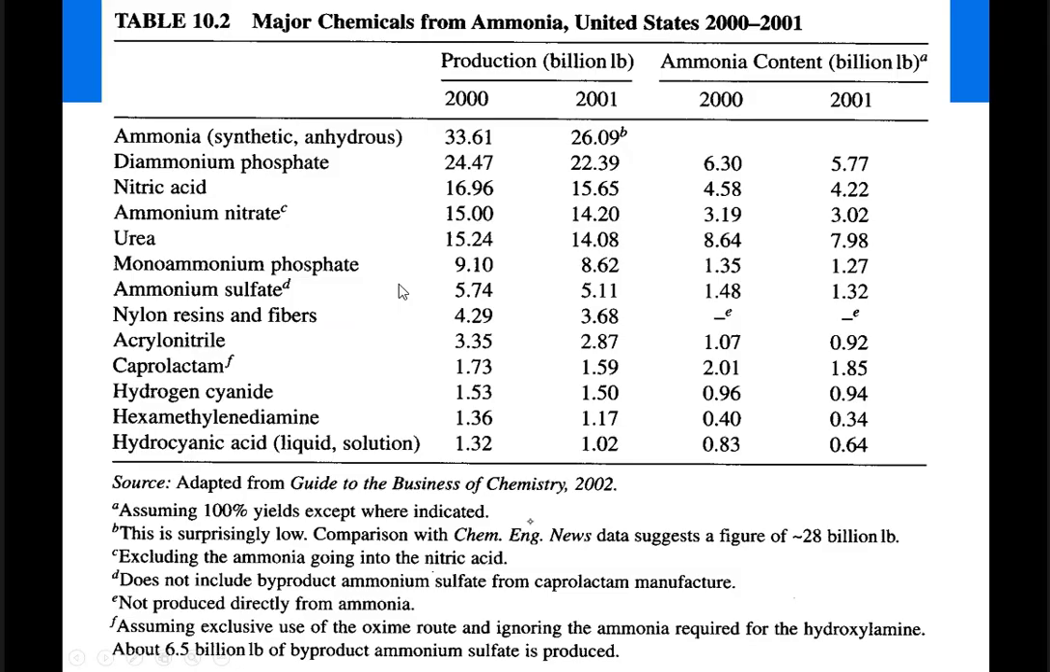Ammonia is a major precursor for a lot of other commodity chemicals, especially in the fertilizer industry, for the production of ammonium phosphate, ammonium nitrate, urea, and other types of fertilizers. And it's also a precursor for the production of nitric acid, which is a major reagent in a lot of organic transformations.